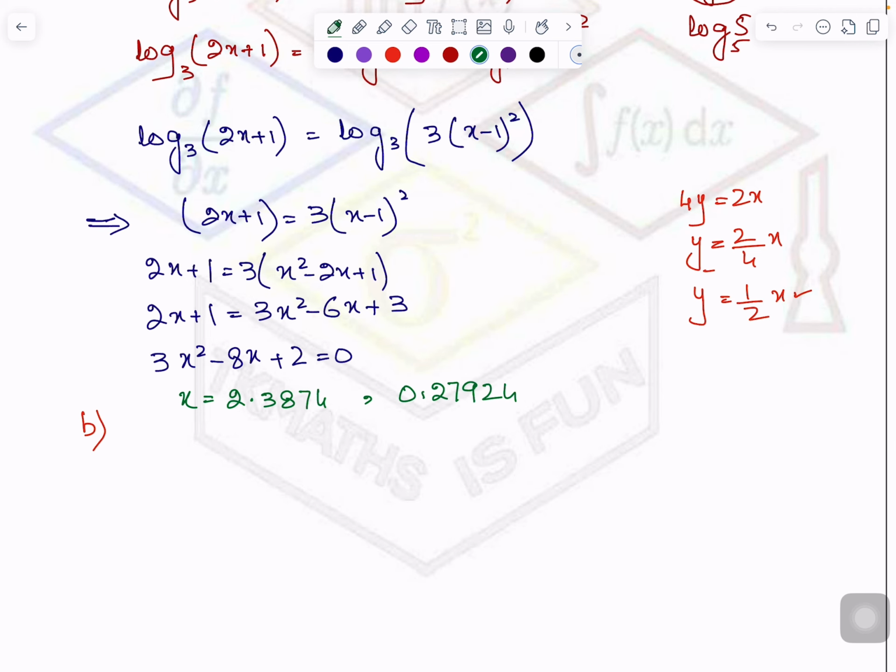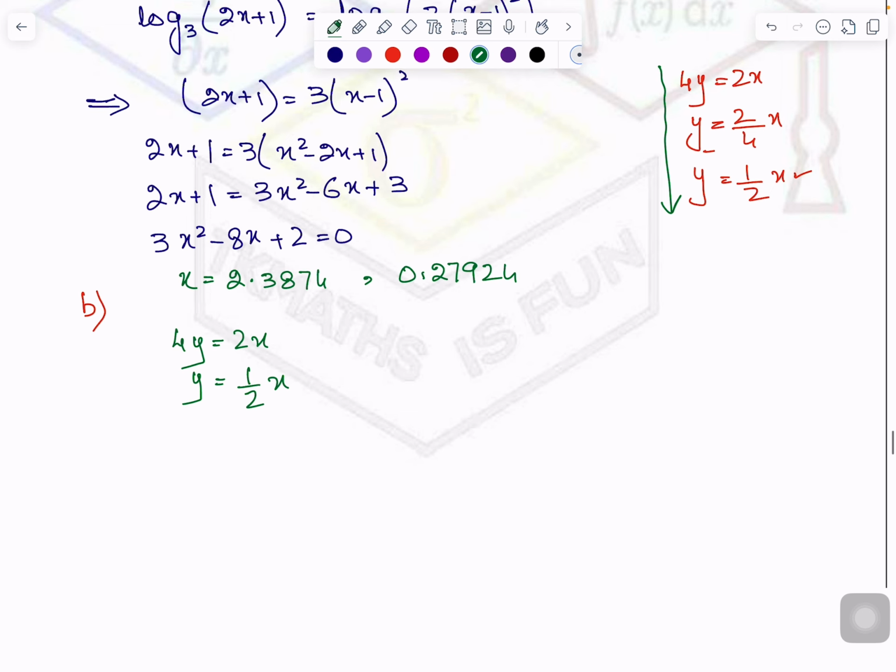So in part B, you can write this whole thing which I have written here. So you can say 4y is equal to 2x, so y is equal to half x. Now these values of x I will substitute here one by one. Let me first take y is equal to half of 2.3874. Please pick up the calculator. It is coming 1.1937. In 3 decimal places, it is 1.194.